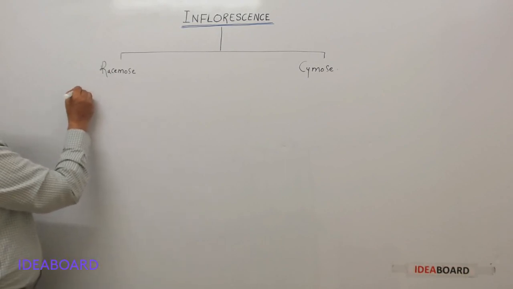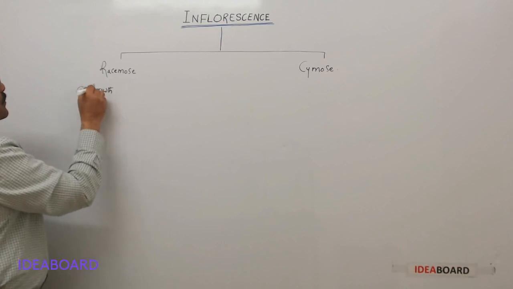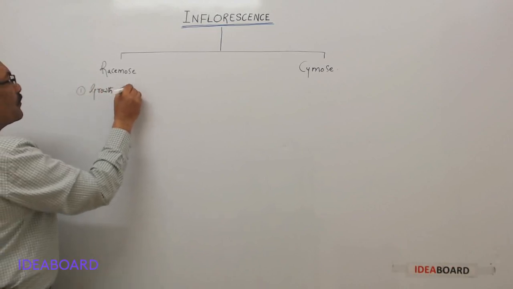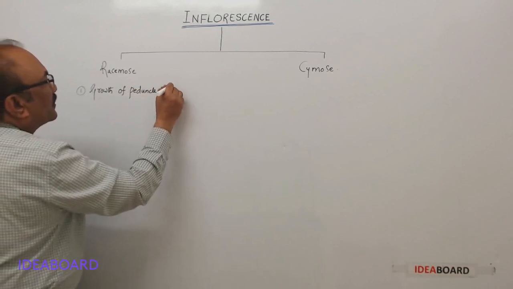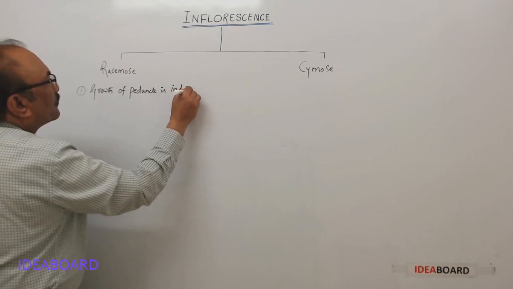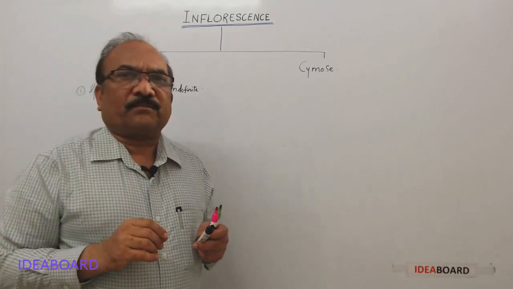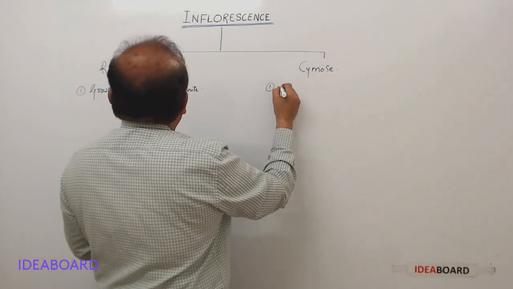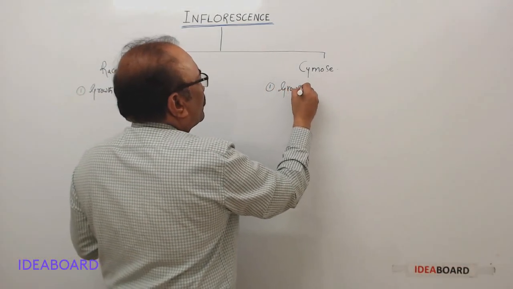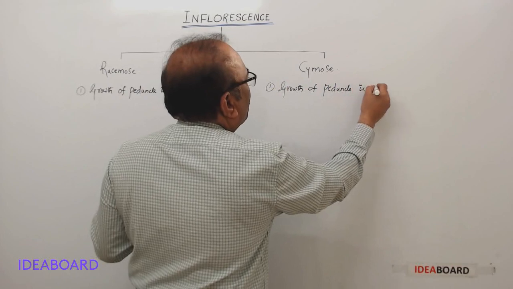In racemose inflorescence, the growth of the peduncle is indefinite. That means here the peduncle will grow continuously. Whereas in cymose, the growth of the peduncle is definite.